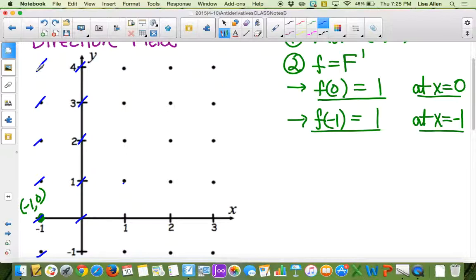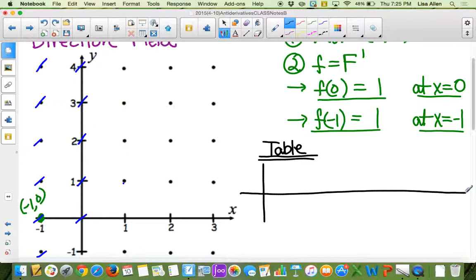Now, I could continue to do this with f of 0.5, f of -0.5, and so on to get values. But instead of doing that, I'm going to give you a table of values, and we'll just put the values in. We did this in chapter 2 when we were looking at slope. We're going to do a table of values where x is the x value, and the y value is going to be capital F prime, or the slope that we get.